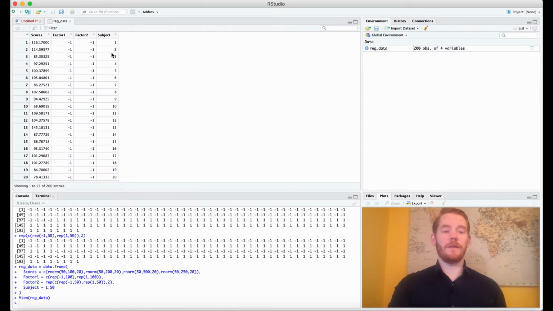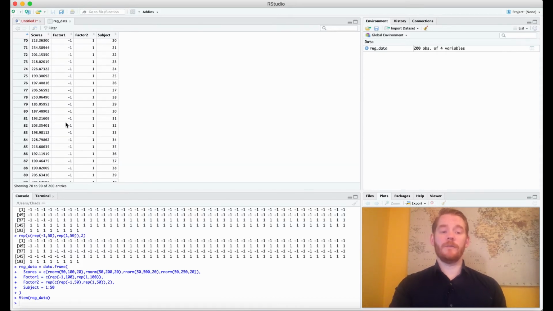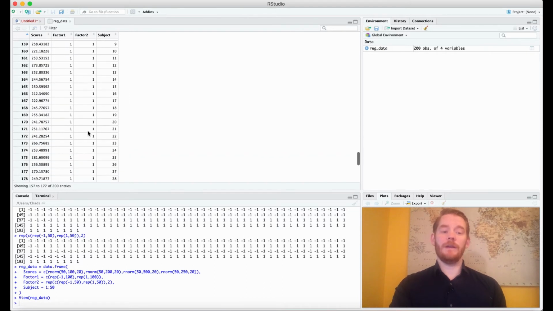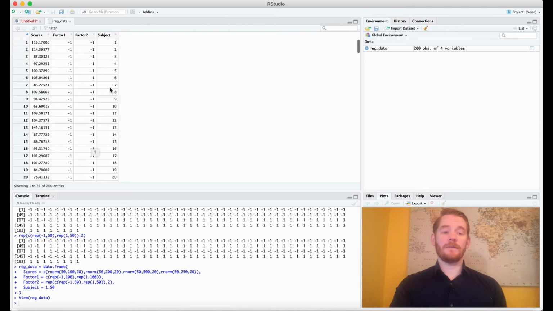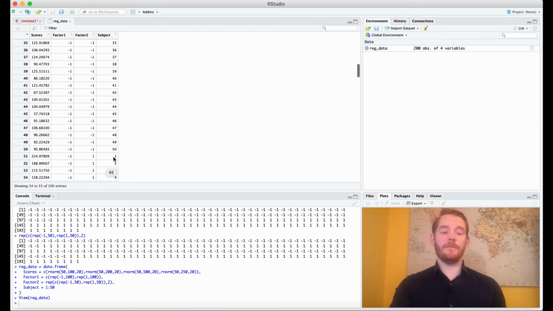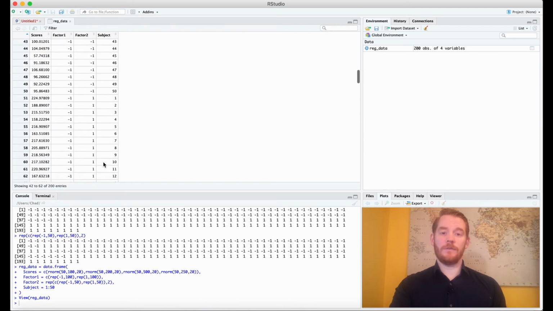We have our scores and our subject IDs, but then we have our factors. The combination of these two factors tells us what condition we're looking at. So negative 1 and negative 1 is condition 1, negative 1 and positive 1 is condition 2, positive 1 and negative 1 is condition 3, and then positive 1 and positive 1 is condition 4. Now what we also see is that our subjects go from 1 to 50 in condition 1, and then start over, and 1 to 50 in condition 2, and so forth.